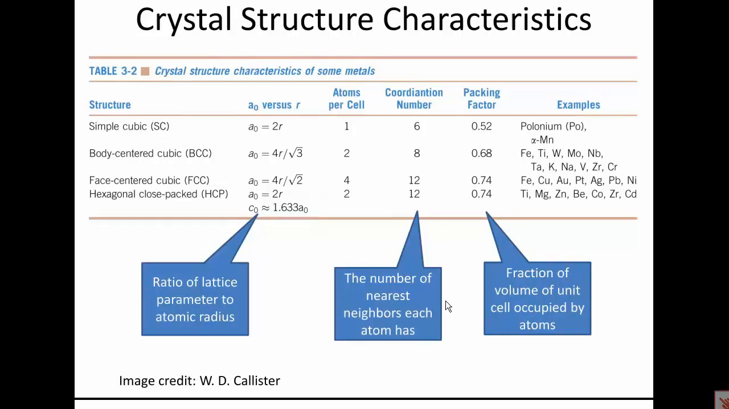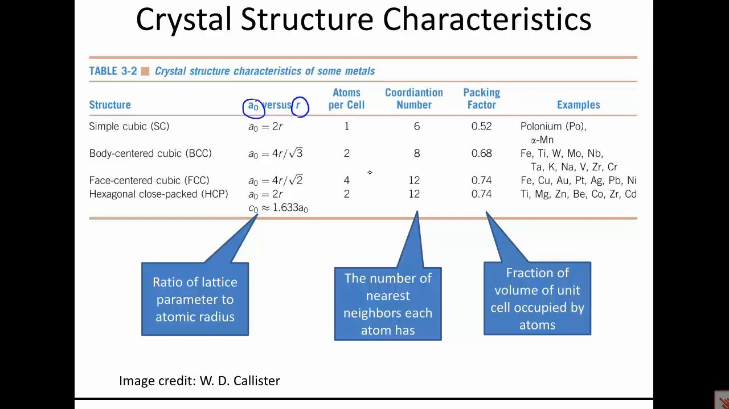If we assume that the crystals are formed out of atoms which can be modeled as hard spheres, which pack together, we can use simple geometry to calculate the relationship between the lattice parameter A0 and the atomic radius R. This is known as the A0 versus R characteristic. In simple cubic, it is 2R. In body-centered cubic, A0 equals 4R over root 3. And we will go over the derivations for the cubic systems.